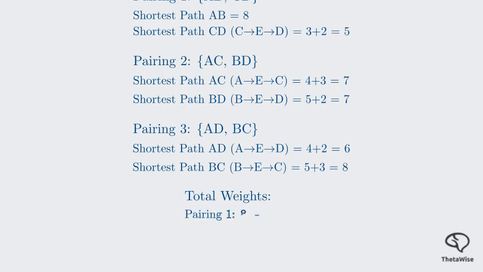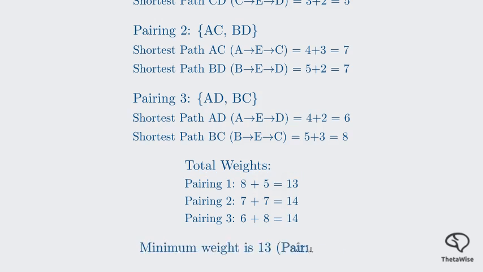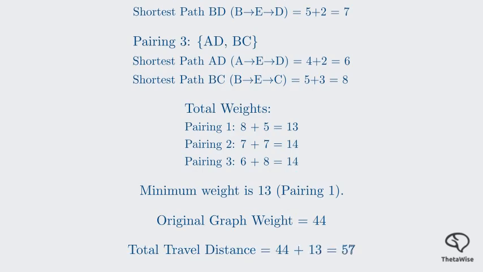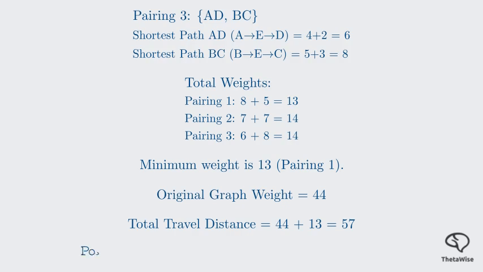The first pairing has a total of 13, the second has 15, the third has 14. The minimum total weight is 13, corresponding to duplicating the paths AB, and C to E to D. The original graph had a weight of 44. By adding our duplicate paths, the total travel distance is 44 plus 13, which is 57. A possible route would be A to E, then E to B, then B to A, duplicating AB, then to D, then D to C, then C to E to D, duplicating CED, then back to A. This process ensures we find the absolute shortest distance for the postman to travel.